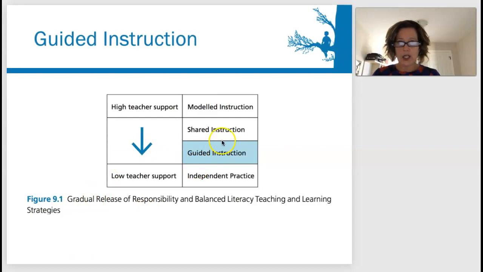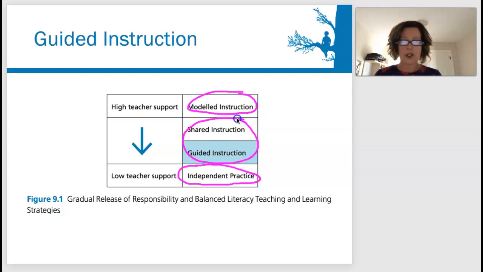oftentimes in teaching, we model our instruction. We say, okay, here kids, this is what I want you to learn today. And then we go directly into independent practice. Then we send them off to work on their own. What I love about this model is kids have a lot of time in shared and guided instruction to hear the concept again, to try it out with colleagues and with you.